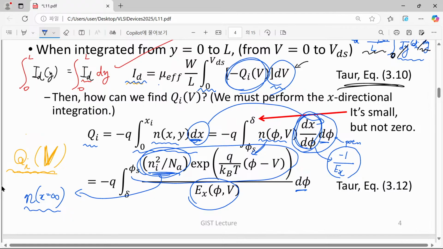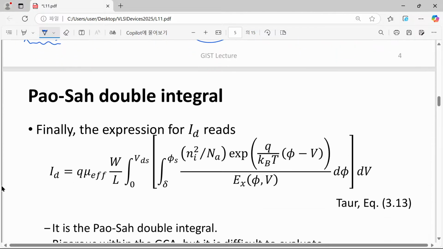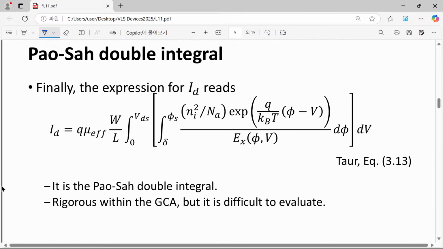Any simplification? Unfortunately, no. There is no simplification. Just to put out our already known result. Then by combining this Qi and our previous expression for ID, let's just insert it here. Then what will happen? That is the famous Pausa double integral.